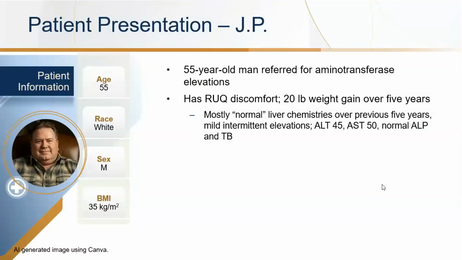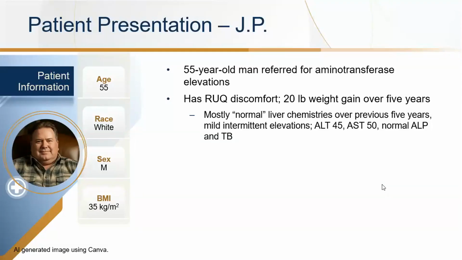Okay, so let's move into our patient presentation. This is JP. He is a 55-year-old white male with a BMI of 35. He's being referred for elevated AST and ALT. He has some right upper quadrant discomfort. He's gained about 20 pounds over the past 5 years.